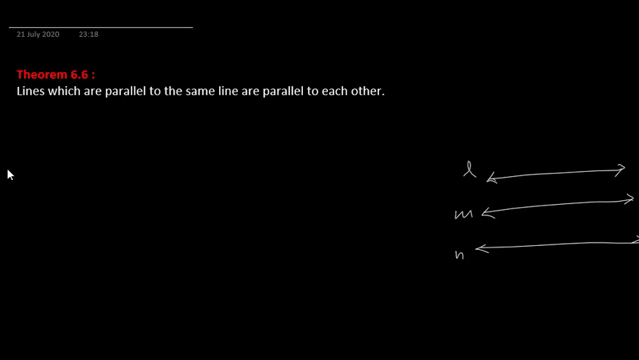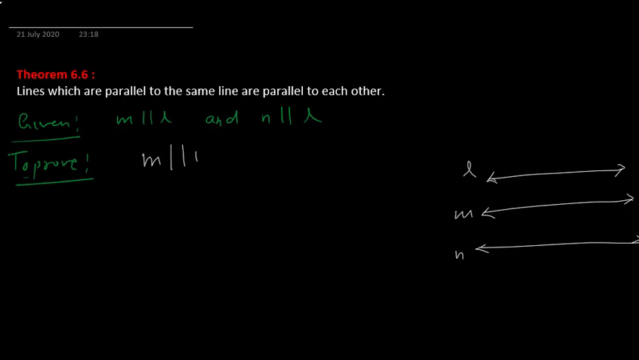So what is given? If I write given, so in given I will write that M is parallel to L and N is parallel to L. This is given. Right. What you have to prove? You have to prove lines which are parallel to the same line are parallel to each other. So you have to prove that M and N, they are parallel to each other. So it is given that M is parallel to L and N is parallel to L, and you have to prove that this M and N, they are parallel to each other.